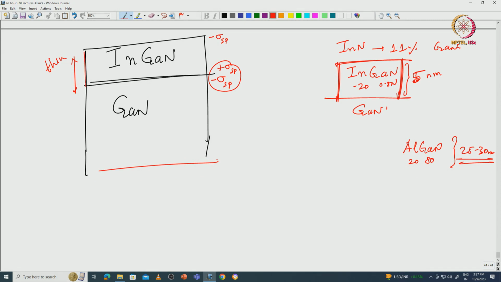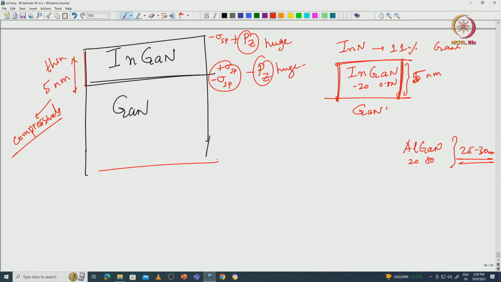So, it is around 5 nanometers; beyond that the layer will relax, and within that it is compressively strained. But as I told you, the compressive strain of InGaN is huge. That is the first point. Second point is that the polarization because of compressive strain is in a direction opposite to the spontaneous polarization, which means the piezoelectric polarization will be positive on the top and negative at the bottom, and this quantity is huge.